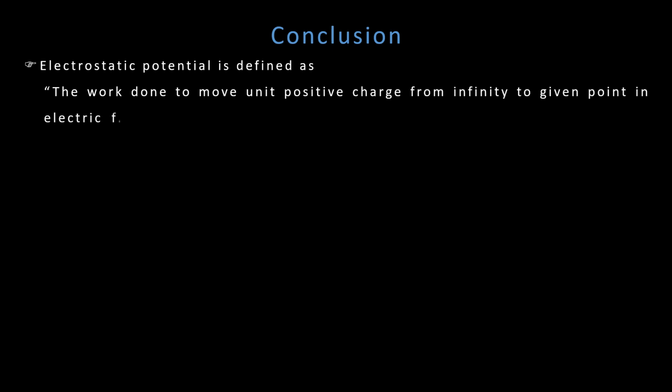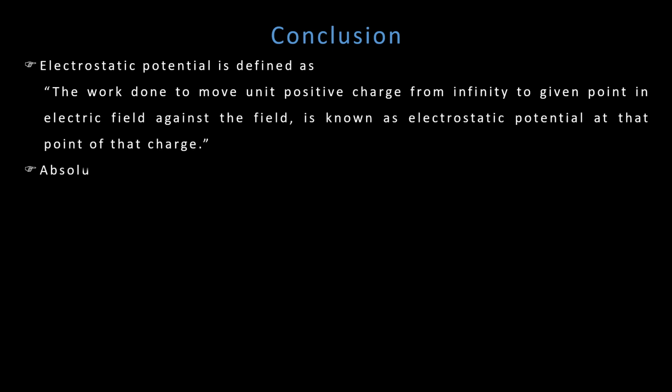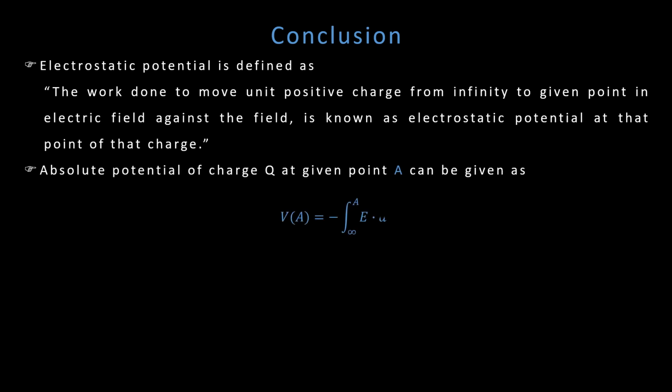So let us conclude now. So electrostatic potential is defined as work done to bring unit positive charge from infinity to given point in electric field against the field, and it can be given as minus integration of electric field over displacement from infinity to A. Again, negative sign indicates that work is done against the electric field, and as it is infinity, if you are bringing unit positive charge from infinity, it is absolute potential.